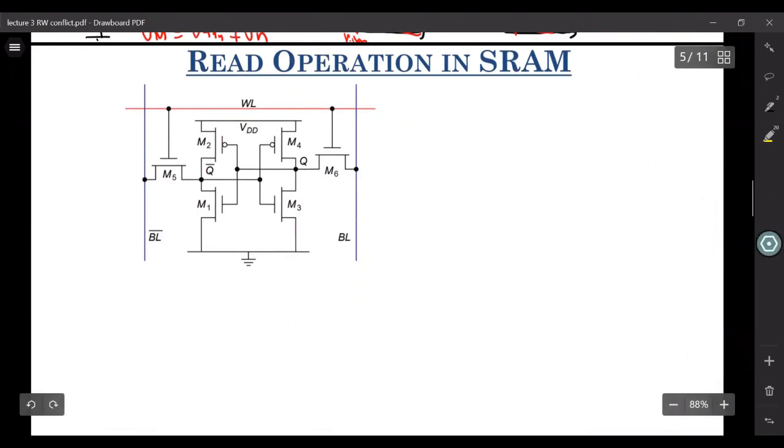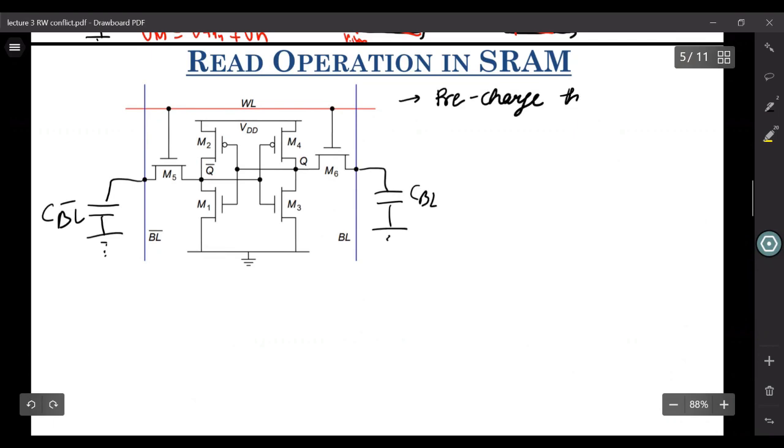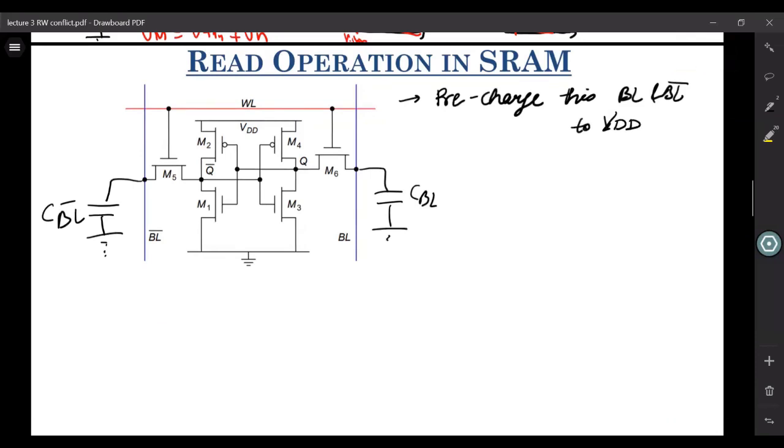so first, there are these capacitances, CBL bar and CBL. First thing what we do is, we pre-charge this bit line and bit line bar to VDD. This is the first thing that we do. So these both terminals are pre-charged to VDD respectively.